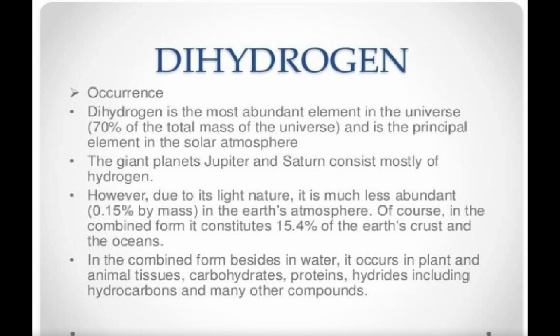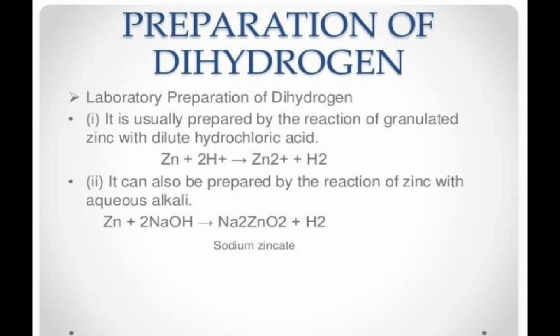In the combined form, it constitutes 15.4% of Earth's crust and the oceans. Besides water, we can find hydrogen in plant and animal tissues, carbohydrates, proteins, hydrides including hydrocarbons. What are hydrocarbons? Hydrocarbons are compounds made of hydrogen and carbon, and hydrogen is also found in many other compounds.